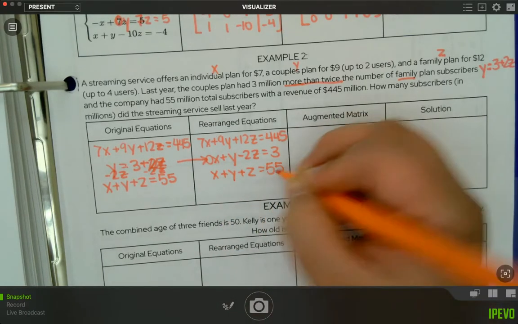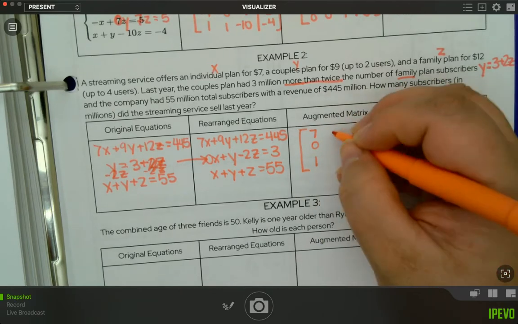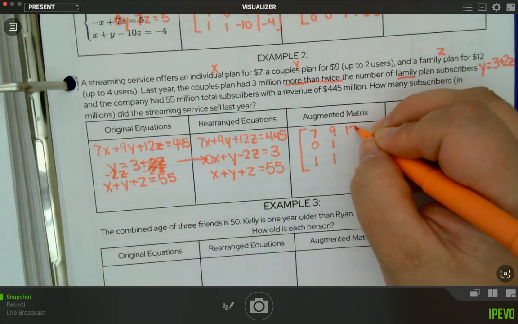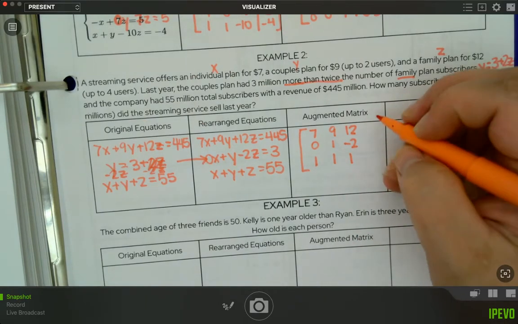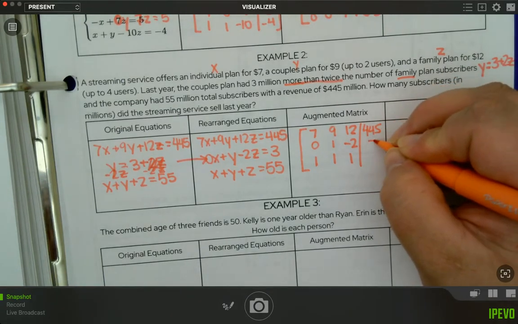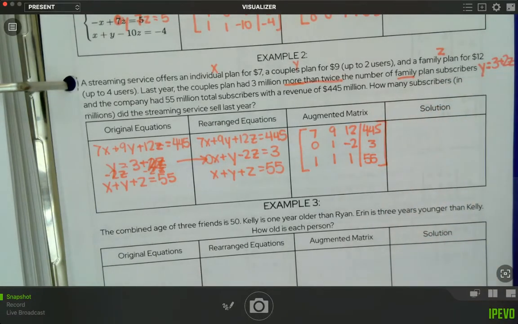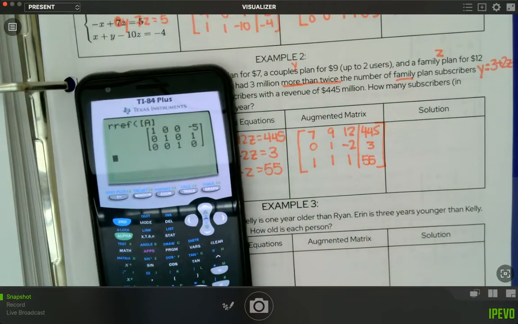So now I can make my matrix: 7, 0, 1, 9, 1, 1, and then 445, 3, and 55. Here's the thing. We really don't want to solve this one by hand because it's got some weird numbers going on. So we're going to type it into our matrix.